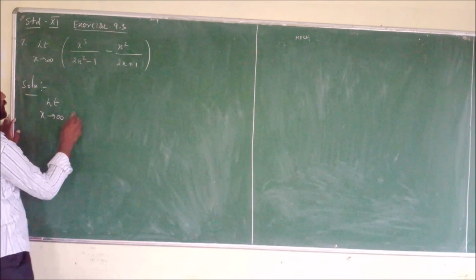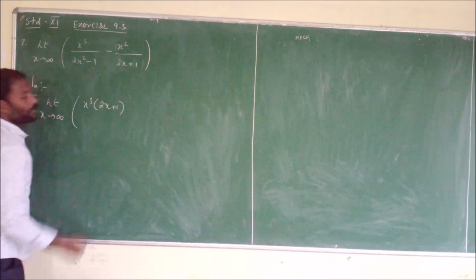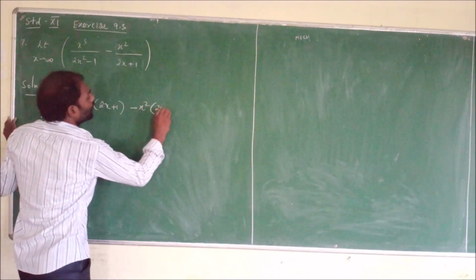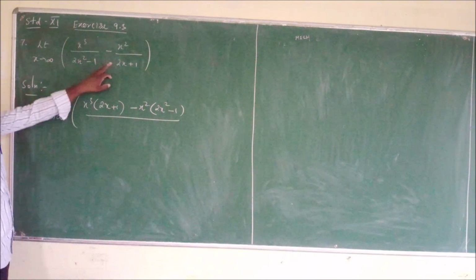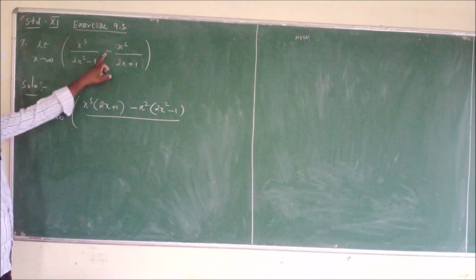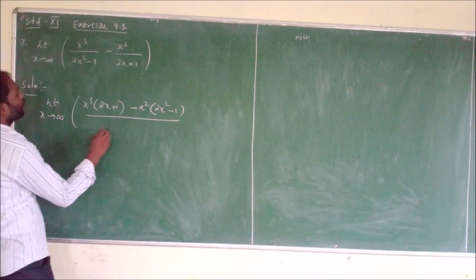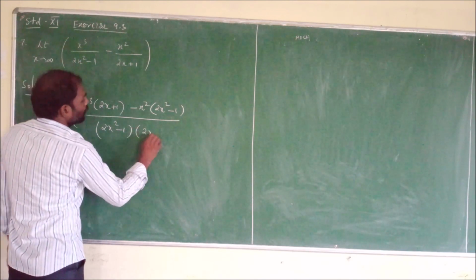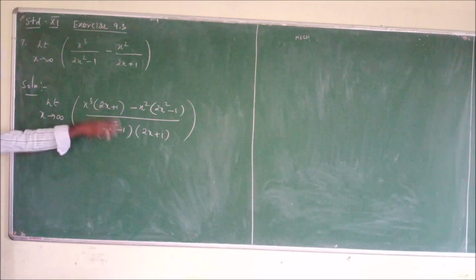Take x cube into 2x plus 1 for the numerator minus x square into 2x square minus 1, divided by the denominator term, which is 2x square minus 1 into 2x plus 1. So it is clear that after this we have to simplify the numerator.